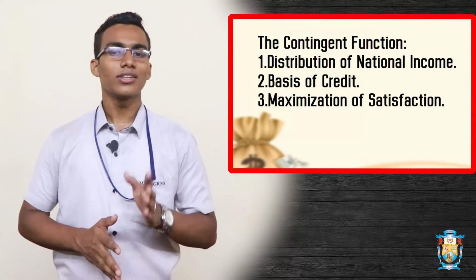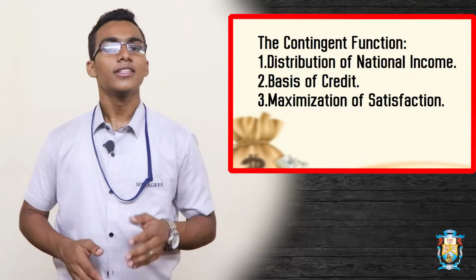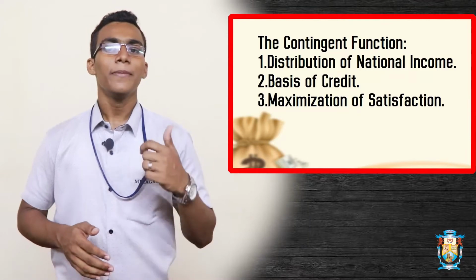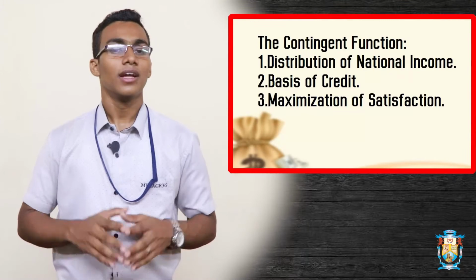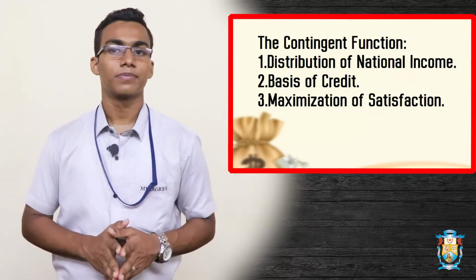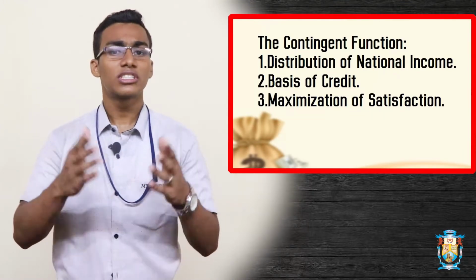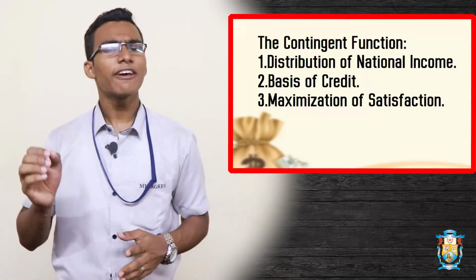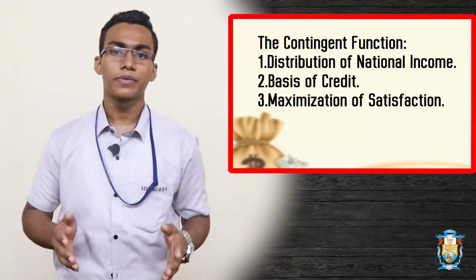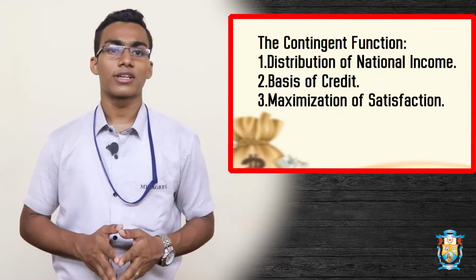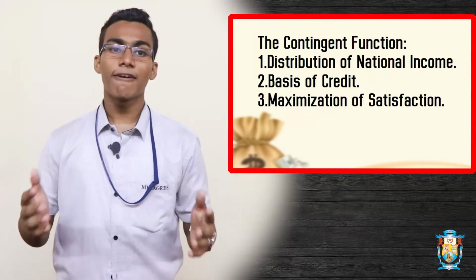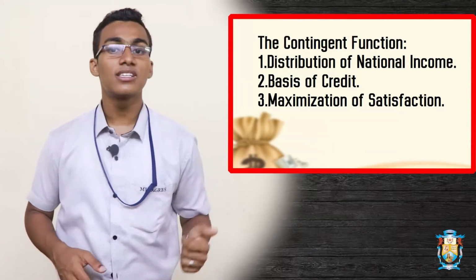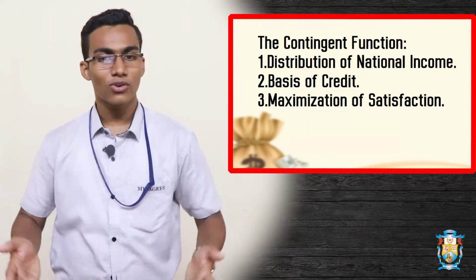To move on to the contingent function, it includes the distribution of national income, basis of credit, maximization of satisfaction. Distribution of national income. Money helps to distribute the national wealth to each and every citizen of the country. It is not possible for a single person to produce outputs. Instead, it takes the efforts of many people like workers, landowners, investors and so on.